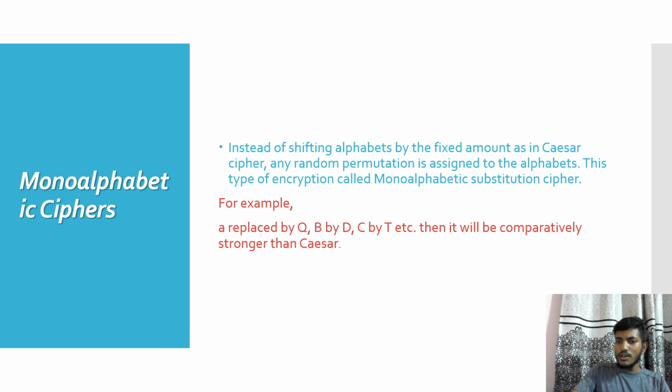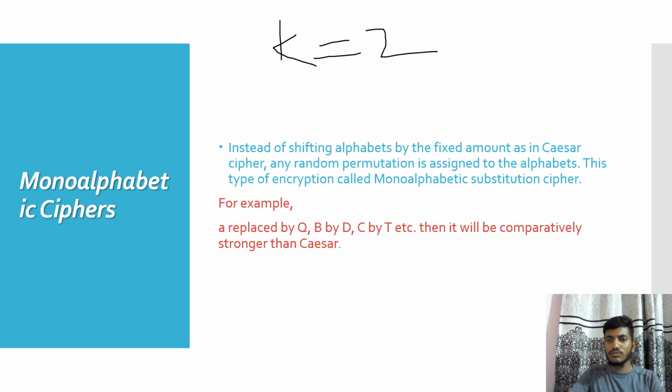Then it will be comparatively stronger, so they cannot know what we have replaced. If we are using the Caesar cipher, they can easily identify the key, for example k equals 2, if they see 3 to 4 lines of cipher text and plain text. In monoalphabetic, it's not like that. We are replacing each alphabet by another alphabet, giving a reference alphabet for each plain text alphabet. So it will be stronger than the Caesar cipher.